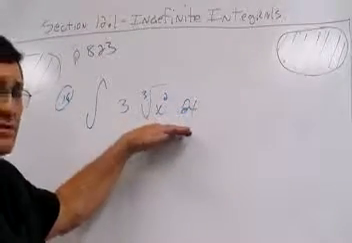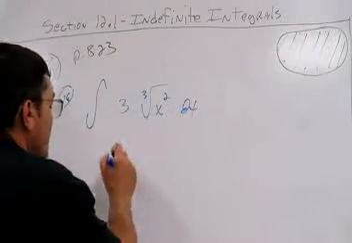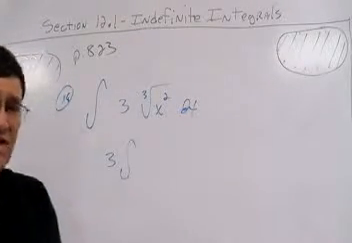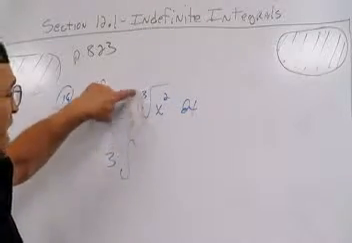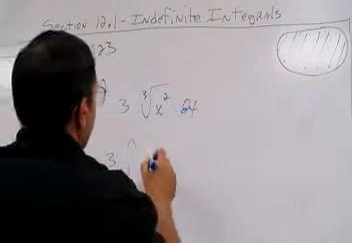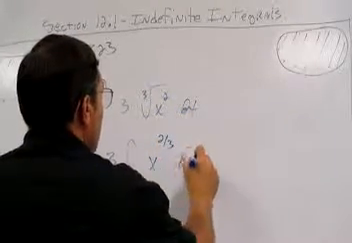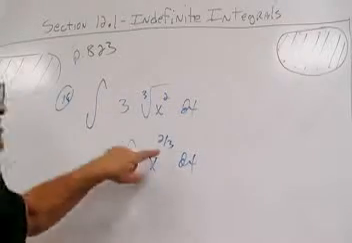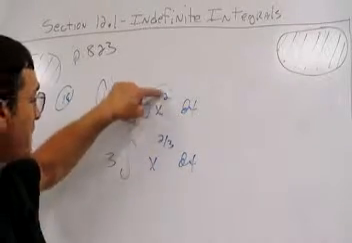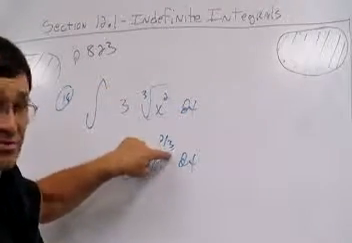The first thing we'll do with this is factor the 3 out. The second thing I'm going to do is write the cube root of x squared with a rational exponent. That would be x raised to the 2/3 power. It's always written as a rational exponent: this exponent, this power, over that root.